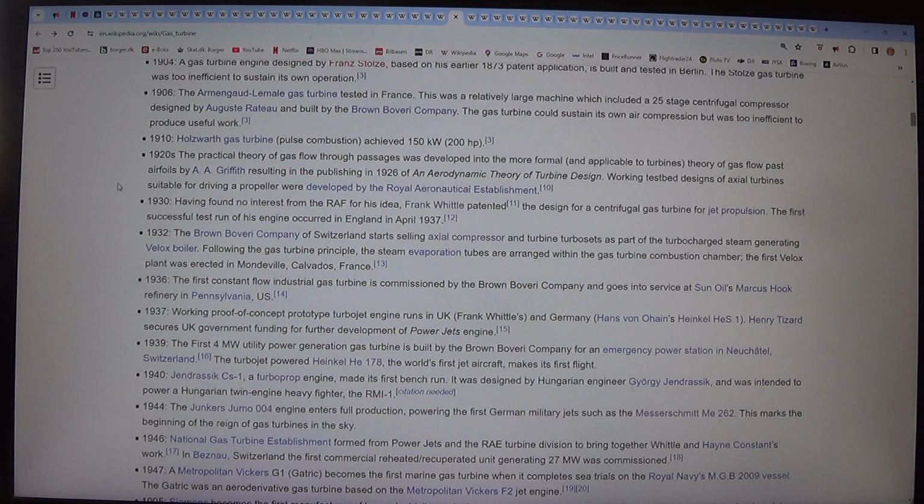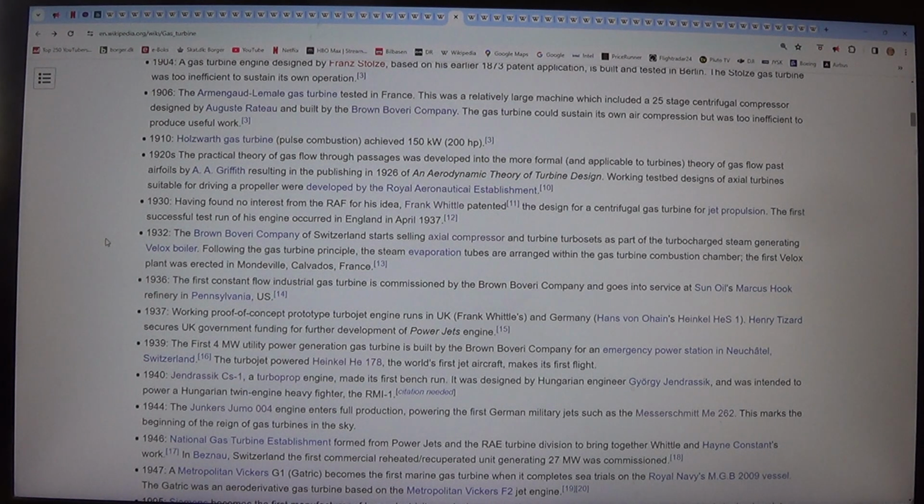In 1930, having found no interest from the RAF for his idea, Frank Whittle patented the design for a centrifugal gas turbine for jet propulsion. The first successful test run of his engine occurred in England in April 1937.